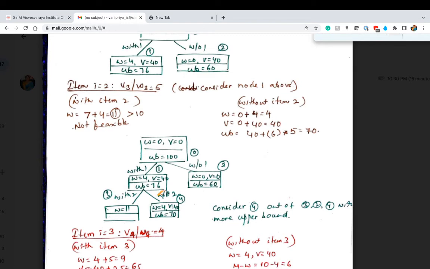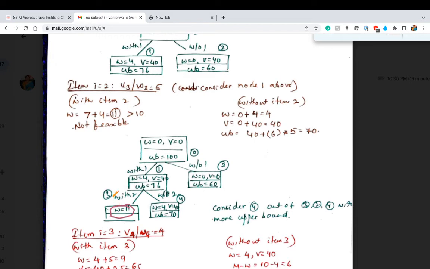Here we have expanded this because W is equal to 11. Why is it not feasible? Because W is equal to 11, which is more than 10. So we are stopping it here. This becomes infeasible. That is the non-promising node. Okay, so here we are expanding this.